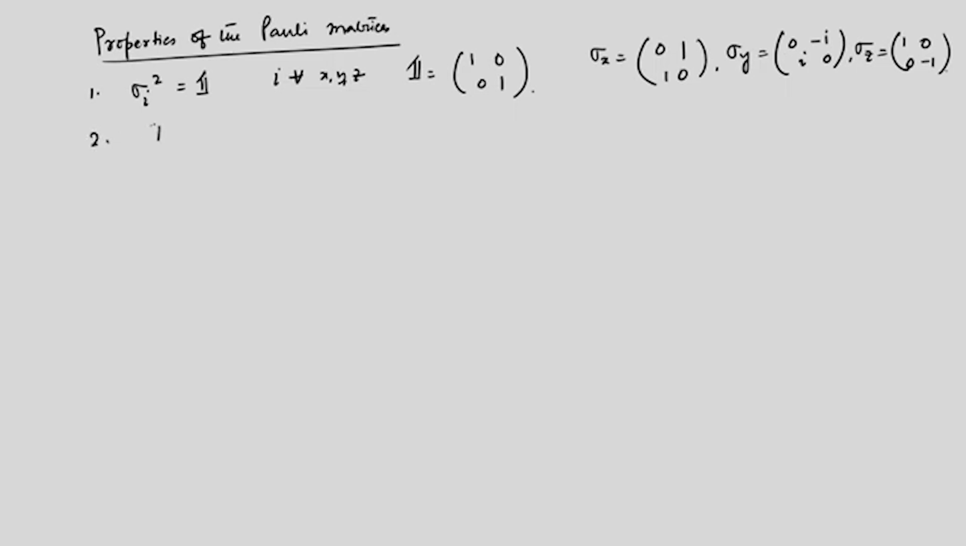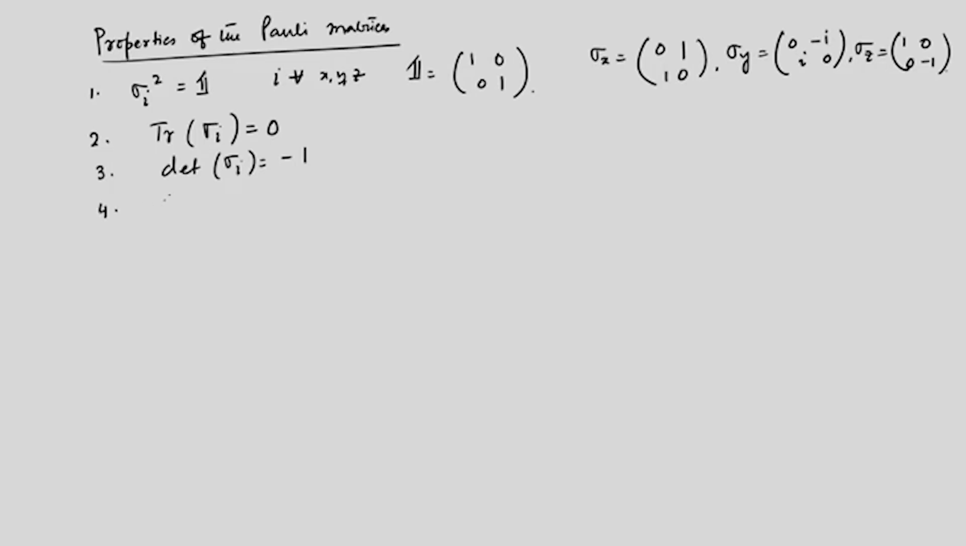Number 2, the trace of sigma i is equal to 0, which is seen here. You see the sum of the diagonal elements is equal to 0. So all of them have this property, and 3 is that the determinant of sigma i is equal to minus 1. You can check that the determinant is 0 into 0 minus 1 into 1, which is minus 1. So each one of them has a determinant equal to minus 1.